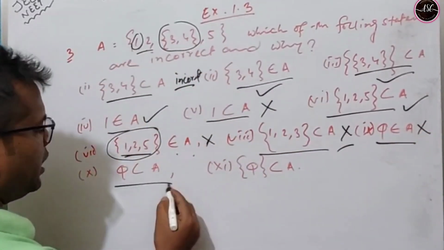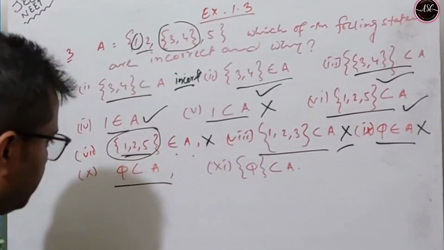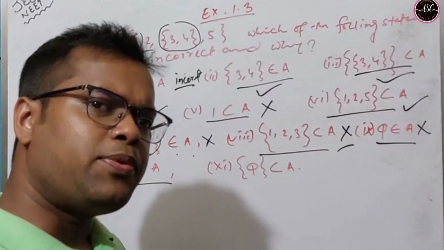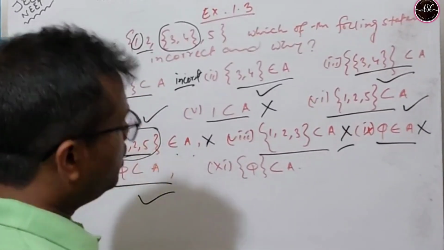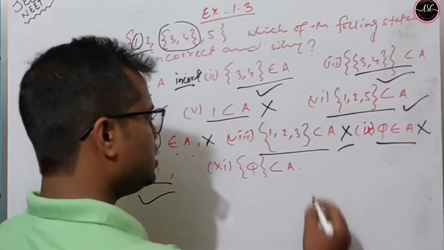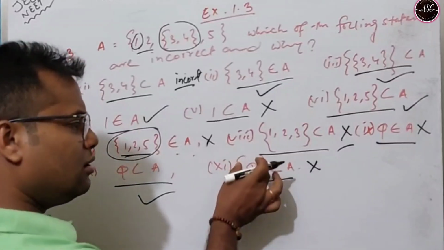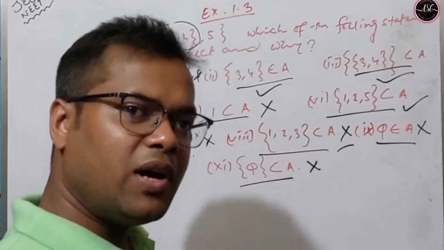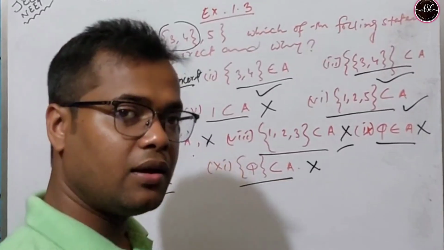5 is a subset of A. Obviously, we have earlier known that the empty set is a subset of every set. So the empty set is a subset of A, right? Then the set containing the empty set, subset of A. This is incorrect. The empty set is a subset of A, but within second bracket it is a set. This is not a subset of A. Okay?